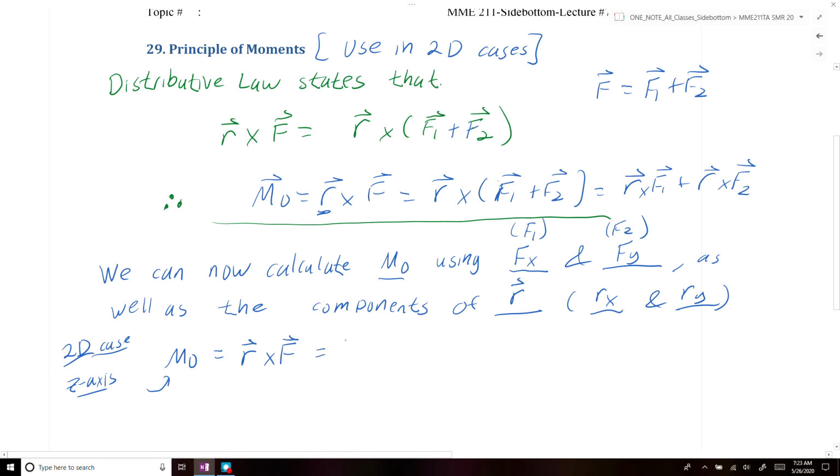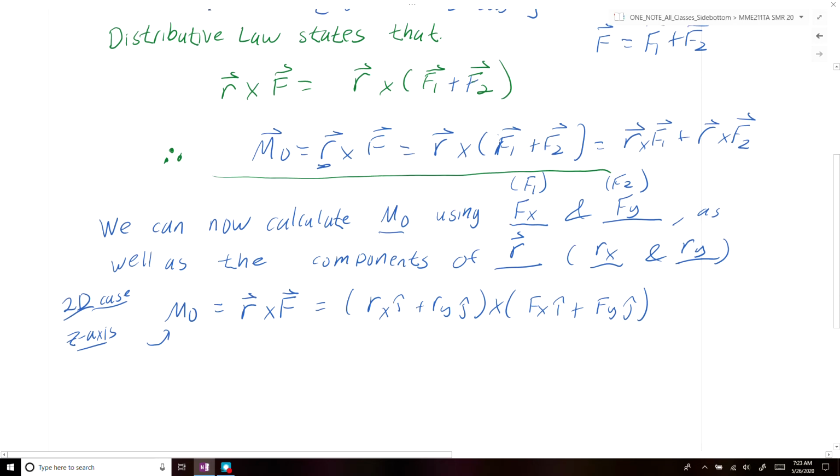If we do that, we can break it down into (rx i plus ry j) cross (Fx i plus Fy j). If we take the cross product of all these terms, the i cross i's and the j cross j's will equal 0. So we'll only be left with rx times Fy minus ry times Fx. This is for the 2D case.